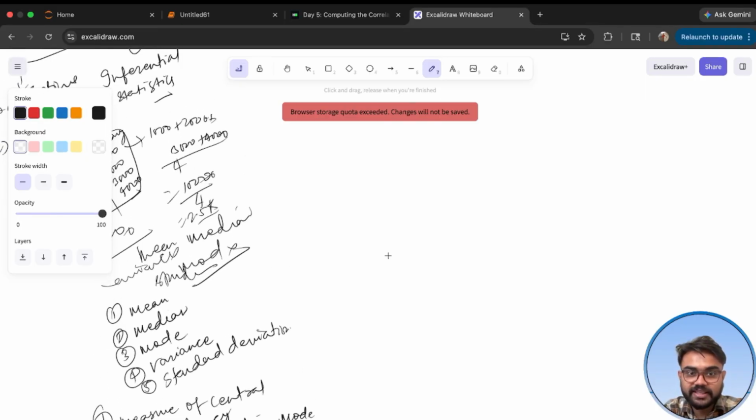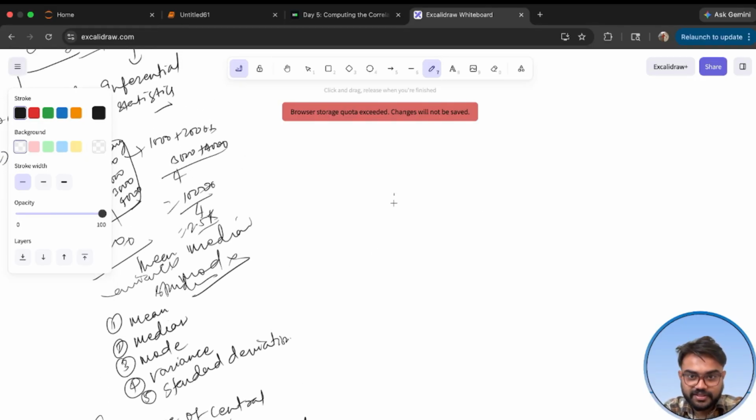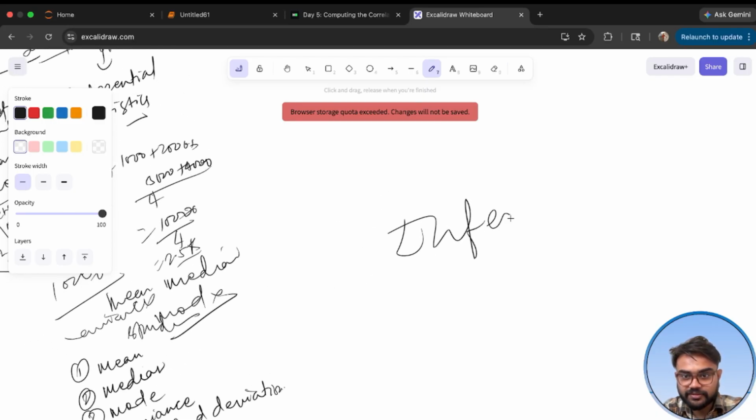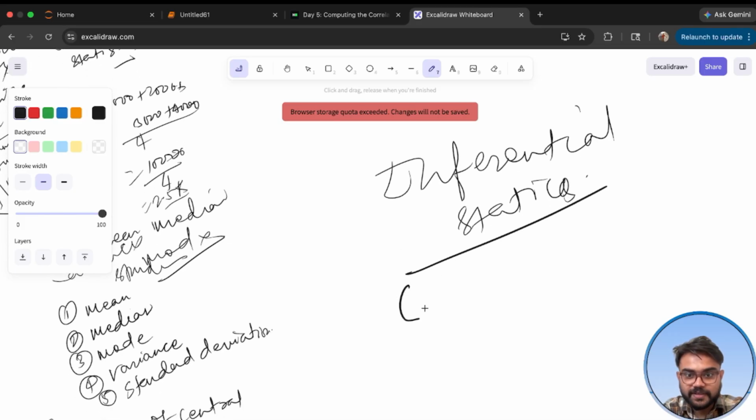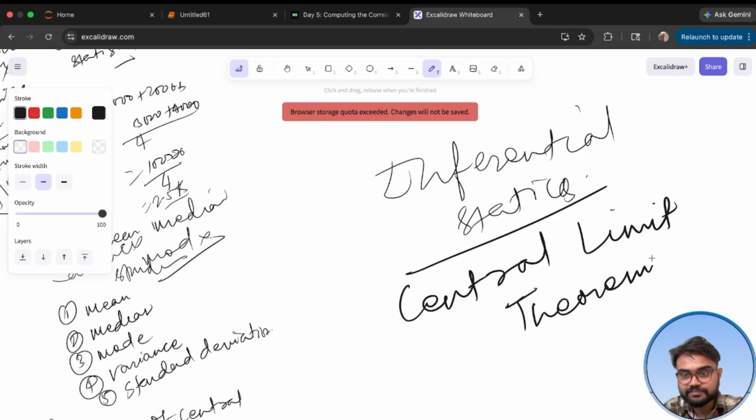Now the second part would be the inferential statistics. So inferential statistics, we are going to talk about the central limit theorem. I hope you got it very nicely. Central limit theorem. And here we will talk about after that hypothesis testing.